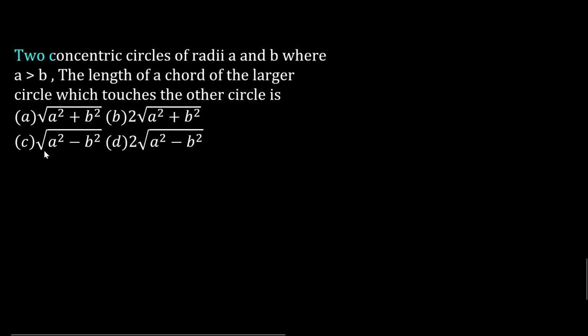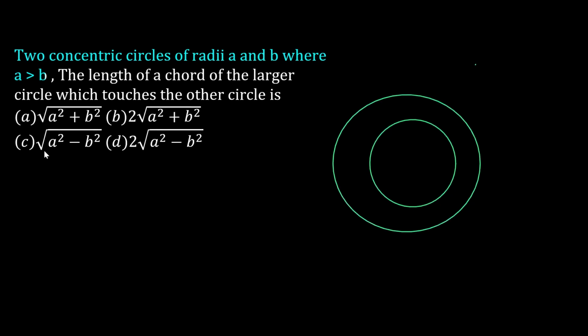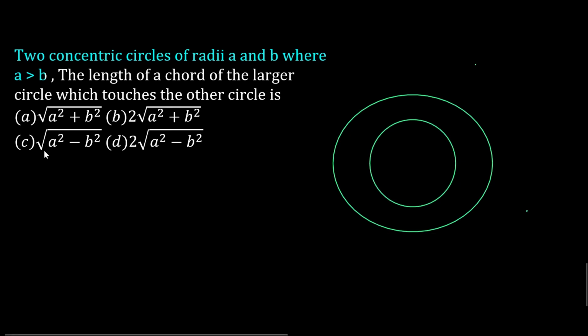Now in this question, it says two concentric circles of radii A and B, where A is greater than B. So let's first make two circles, and we are going to take two concentric circles over here. They are circles with the same center and different radii. Now further it says the length of the chord of the larger circle which touches the other circle. So we are going to draw a chord for the larger circle, but that should touch the inner circle. Let's say I name this chord as AB, and this being the point of contact, let's say I took this as M. Well, O is the center of the circle over here.